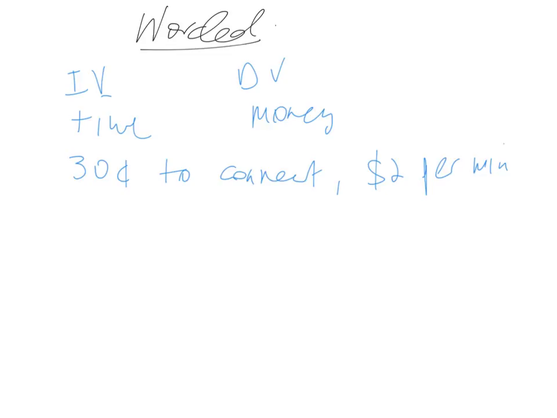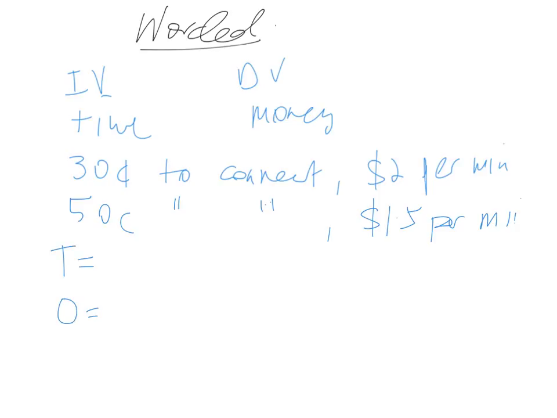So you give information like that. You say there's a company that costs 30 cents to connect and $2 per minute, and then there's another one that charges maybe 50 cents to connect, but charges, say, $1.50 per minute. And then from there, you say you have, say, Telstra, for example, might be one of them, and Optus would be the other one.